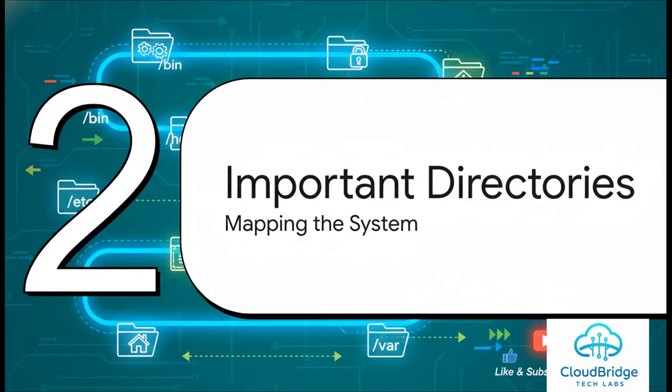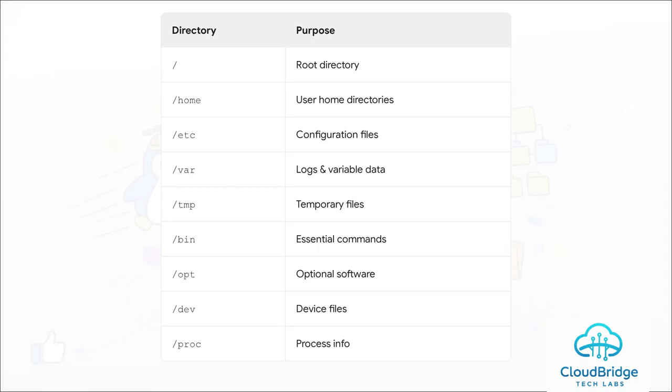Section 2. Important directories. Mapping the system. Think of the Linux directory structure like a massive, highly organized city. Right now, I'm handing you the zoning map. At the very top, you have the root directory, which is represented by a single /. That's the city limits. The whole shebang lives inside there.